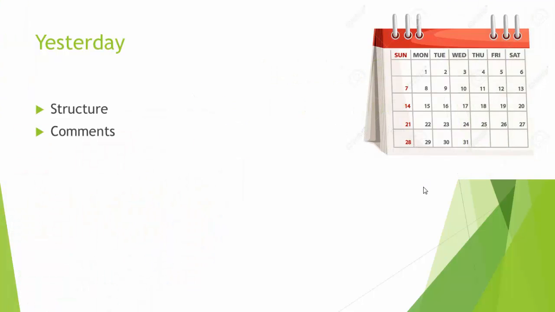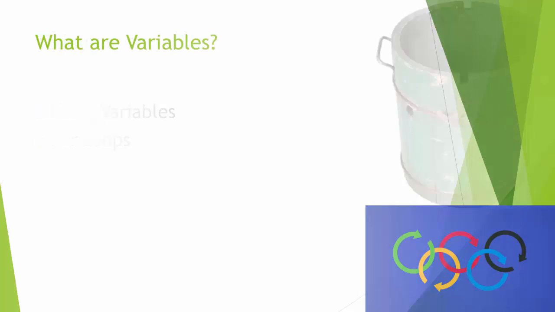Yesterday we talked about the structure of an Arduino sketch, talked about how to set up comments inside our code, and how to initialize output pins. Today we're going to talk about some more fundamental programming concepts, almost universal concepts, the idea of variables and loops.